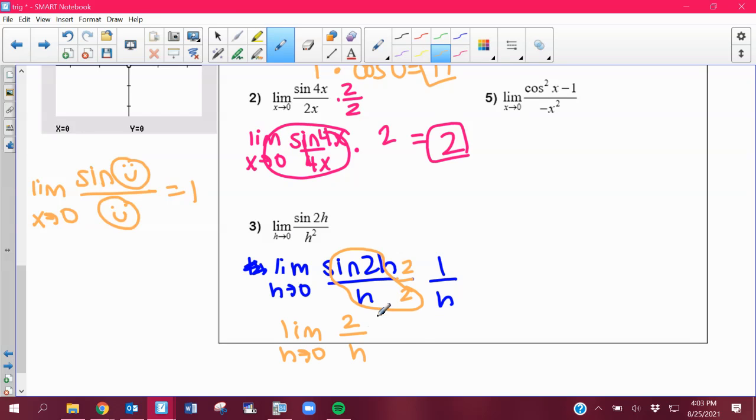So if I try to plug in 0 at this point, I get 2 over 0. That's a problem. Remember, there's an asymptote at that point. This is the point where I can say that this limit does not exist, because this graph is doing that weird thing where one side is going up to positive infinity, the other side's going down to negative infinity. So this limit does not exist.